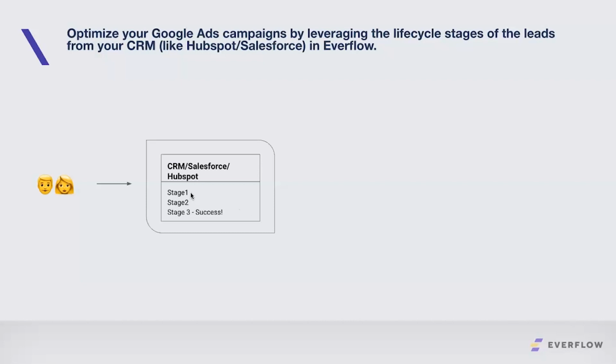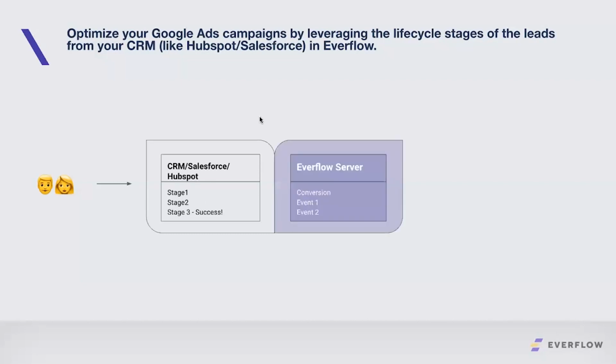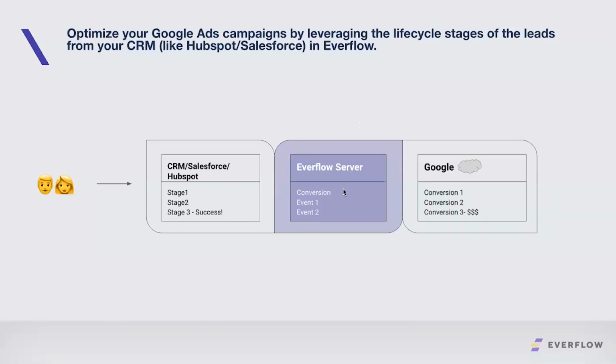So you are able to set up those three different stages in your CRM, and you're also able to pass those stages to Everflow. And Everflow has also the ability to connect each of those stages to a different conversion in Google, and then attribute a different value to each of those conversions. So then you can segment a user based on how many of those stages they went through, and if one of them was a high value or a low value conversion effectively. So you can tie your CRM data directly into your Google bidding strategies.